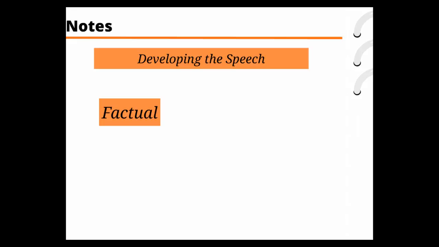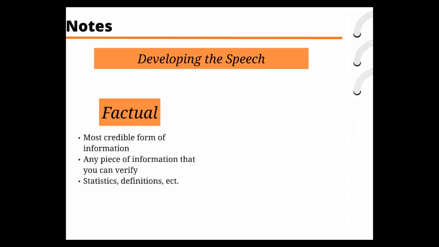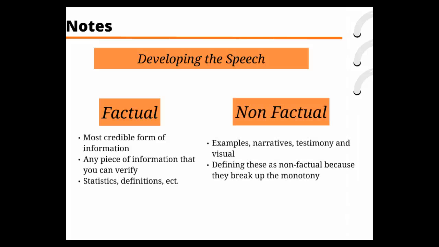What I just talked about are factual sources, so the credible pieces of information, statistics, definitions, those sort of things that you're going to pull that will be scholarly or reputable information. And then you have your non-factual sources. So I'm going to talk about what those are. Examples, narratives, testimony, and visual are the major ones that I recommend.